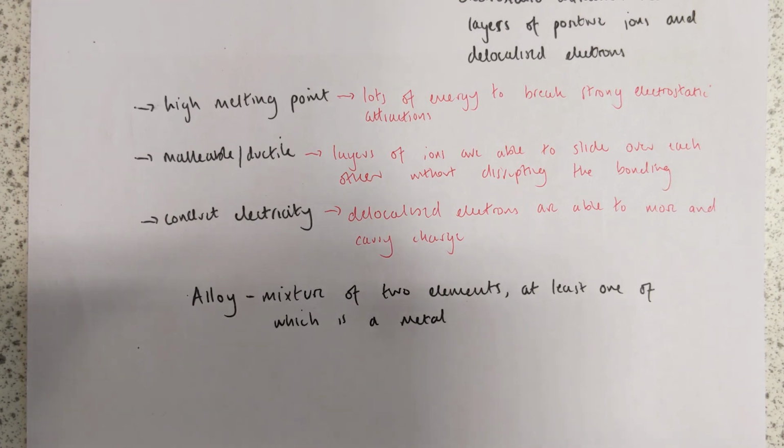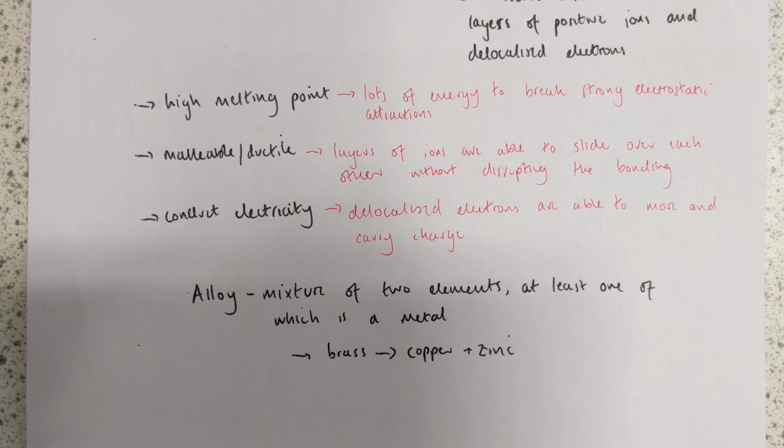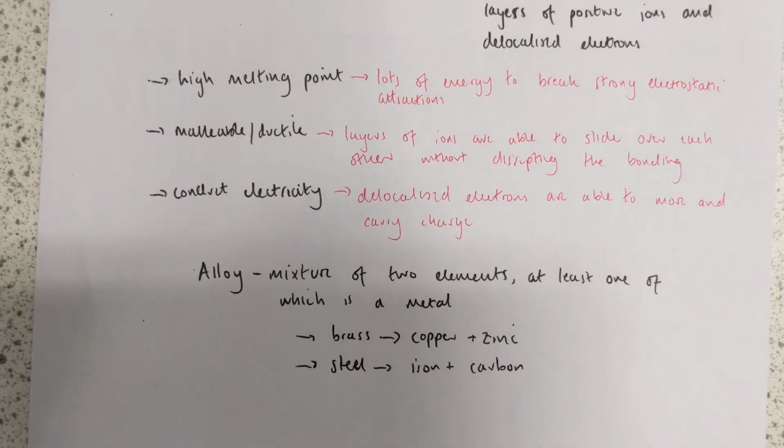A couple of examples of that would be brass, which is a mixture of copper and zinc. So we mix those two metals together to get something with slightly better properties. Another example, which is an example of a metal with a non-metal, would be steel. Now steel is a mixture of mostly iron with a little bit of carbon mixed in to make it a little bit harder. So alloying two elements together is basically mixing them together, one of them is a metal, and it gives you metals with a better property.